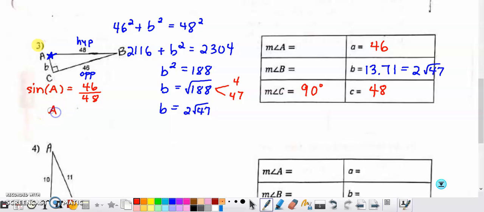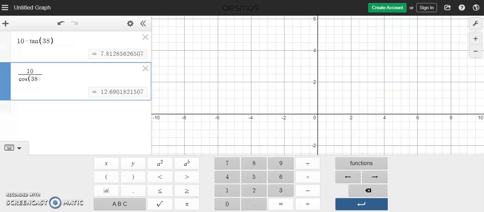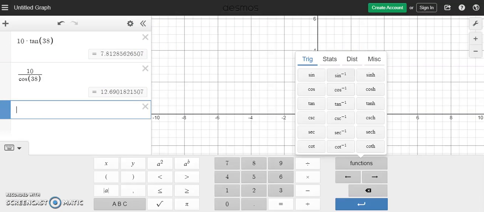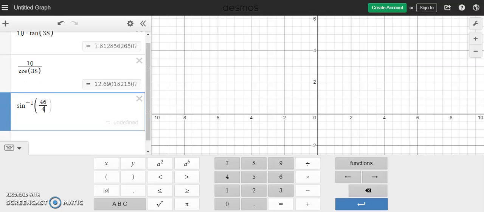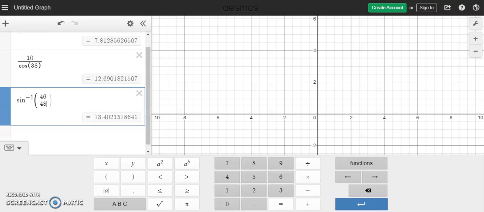And if you recall from the notes, to get the A in the angle position by itself, you have to apply the inverse, in this case sine, because they have to match, of both sides to keep it balanced. But all that does on the left side is just cancel out the sine. So in the calculator, we're going to type in the inverse sine of 46 over 48. Inverse sine 46 over 48. 73.40.